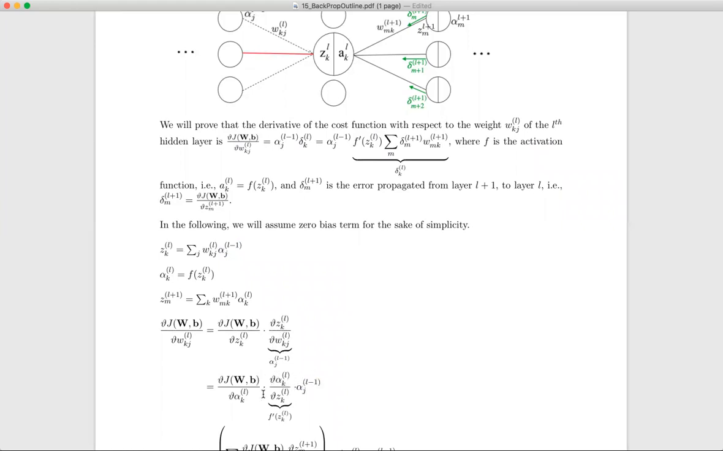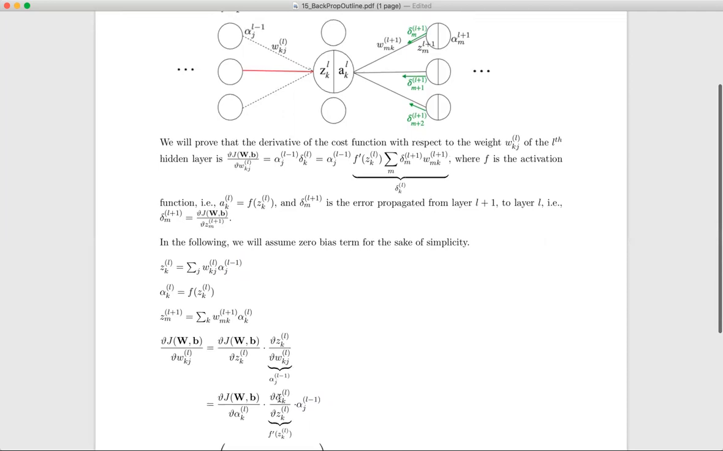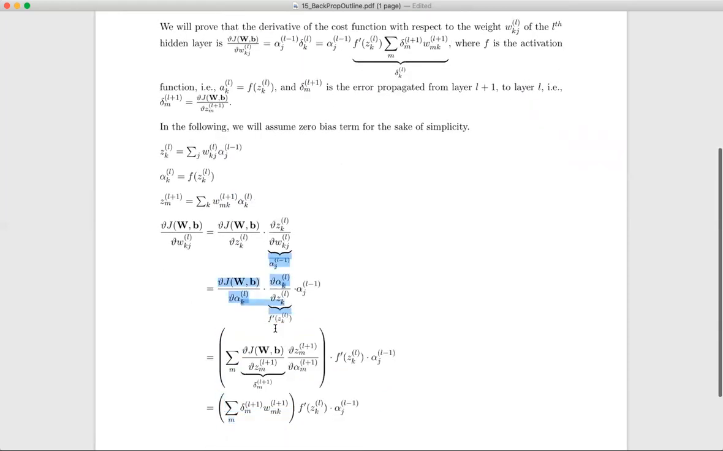Now here we have another first order derivative, the first order derivative of alpha with respect to z. We have already said that alpha of k is equal to the activation function of z. So basically alpha of k is here, z is here, and the thing that connects those two is the activation function. Therefore, the first order derivative of alpha with respect to z is going to be the first order derivative of this activation function with respect to z. Therefore, this thing can be substituted with f prime here.